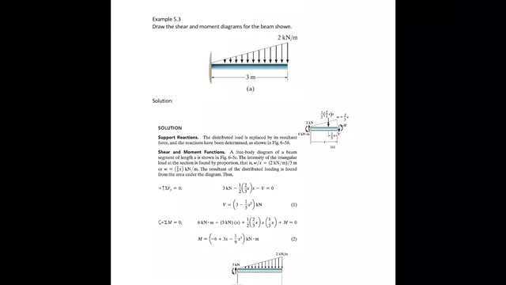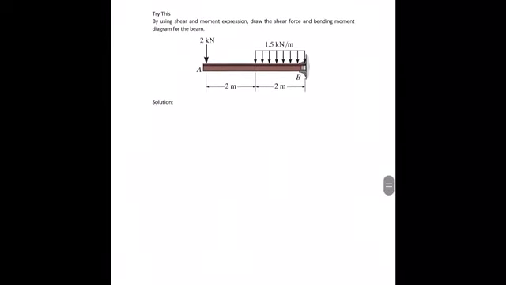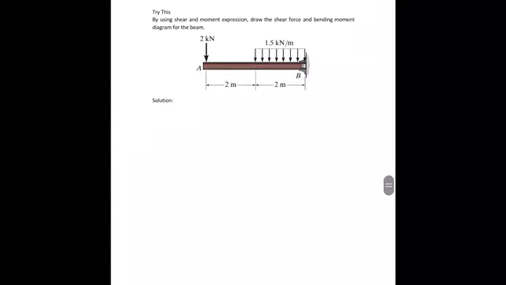So this is a linear distributed load. So I would like to teach you how to do this beam. Read the question. By using shear and moment expressions, draw the shear force and bending moment diagram for the beam. So here at B is a fixed support. Fixed has how many support reactions? This has 3: By, Bx, and also a moment.